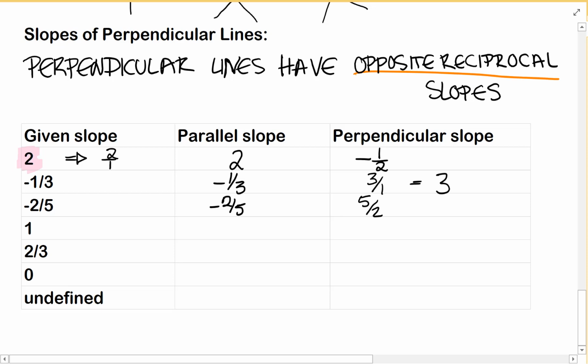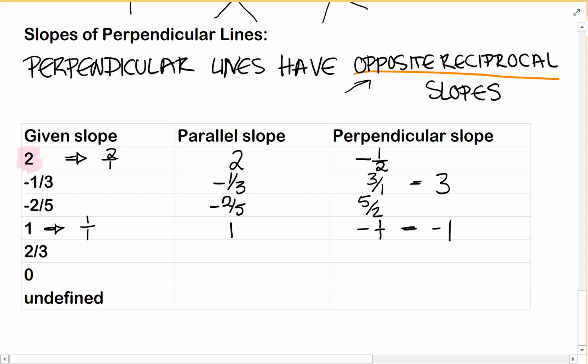The given slope is 1. What is the parallel slope? Parallel slope is always the same. But what is the perpendicular slope? It's the opposite reciprocal. We need to change the sign and flip the fraction. Ooh, that's not a fraction, but I can write it as 1 over 1. So instead of being a positive 1 over 1, now my perpendicular slope will change the sign so it should be negative and flip the fraction 1 over 1. That's also just negative 1.